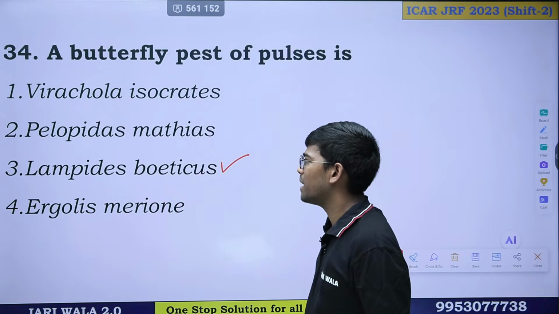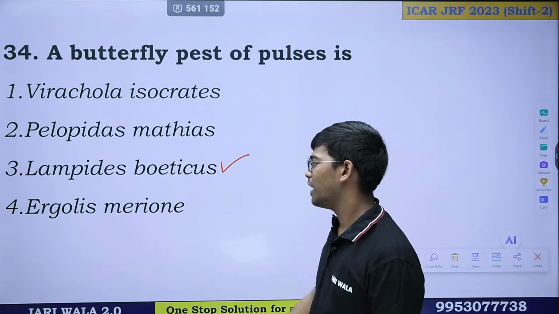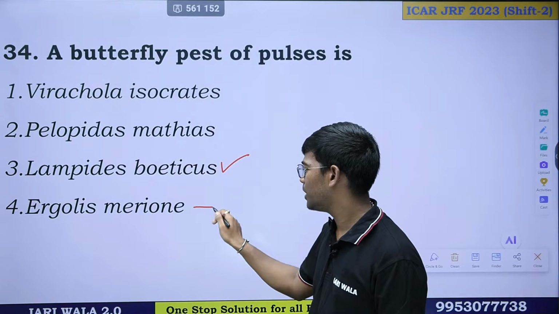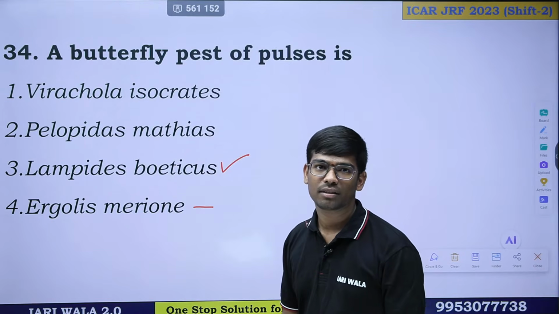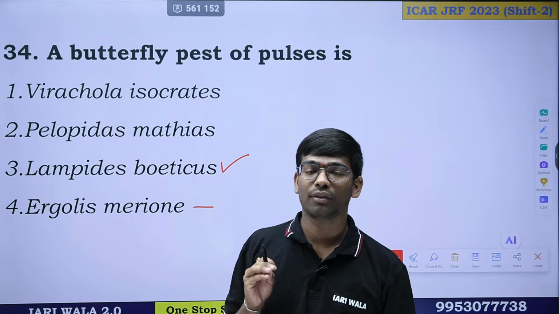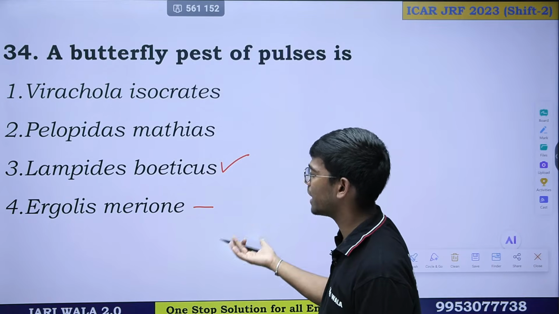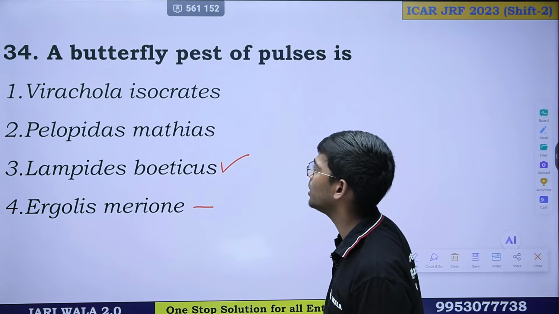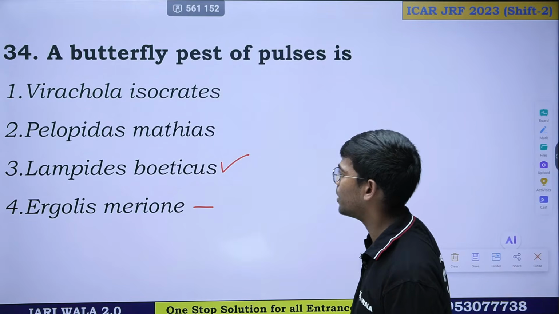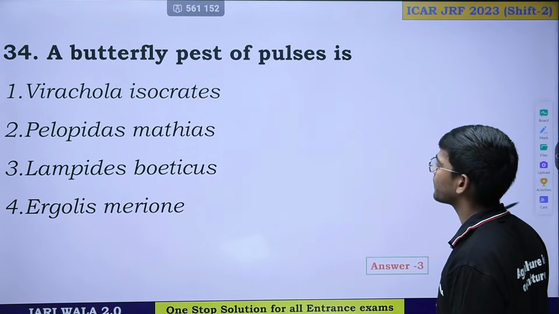And Pelopidas mathias is rice skipper, Virachola isocrates is anar butterfly, Ergolis merione is castor butterfly. While coming to Ergolis merione, the feeding habit is that by staying on the upper surface of the leaf, it will feed on the leaf. That is the important nature of damage in the case of Ergolis merione. Then Virachola or Deudorix isocrates is anar butterfly, and Pelopidas mathias, same, rice skipper.